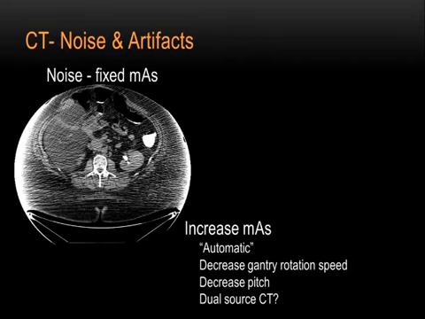Now, there are different views about whether we should be going with an automatic exposure control technique, and if we do, will your technique allow the scanner to increase the mAs sufficiently to overcome the deficit of photons, right? Then again, should you be combining it with slowing the gantry rotation speed? Should you be decreasing the pitch, or should you just go to a dual source CT and power both the tubes to the max? Or apply some iterative reconstruction techniques?